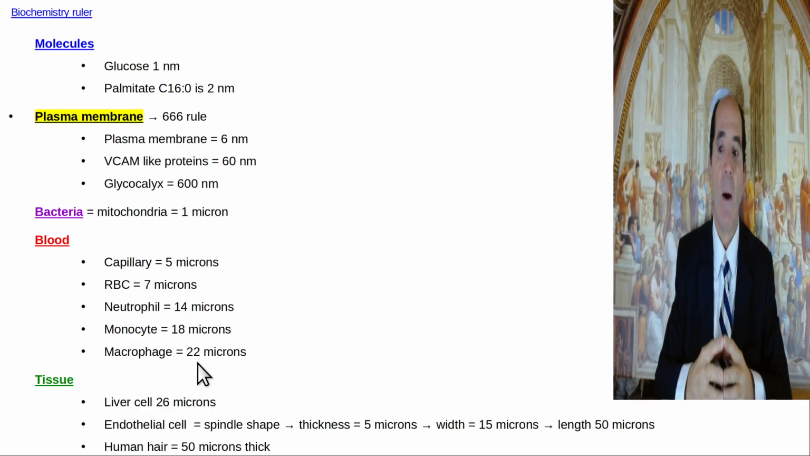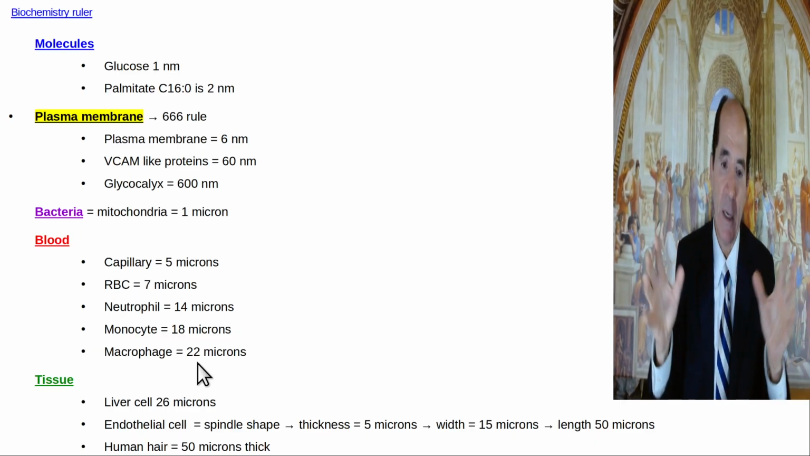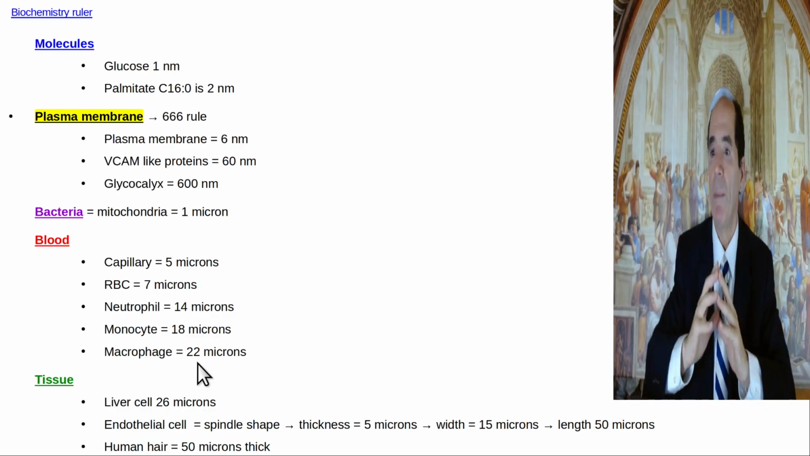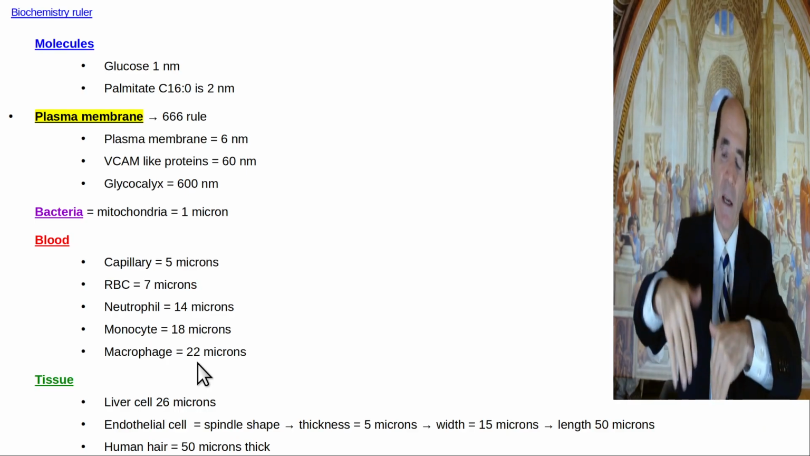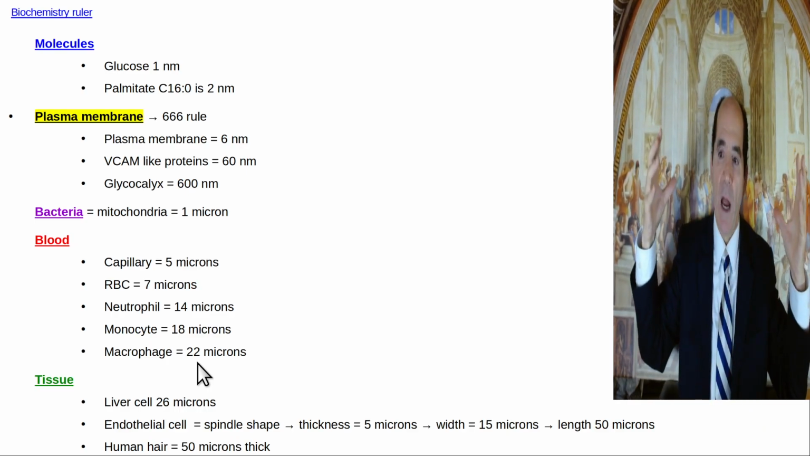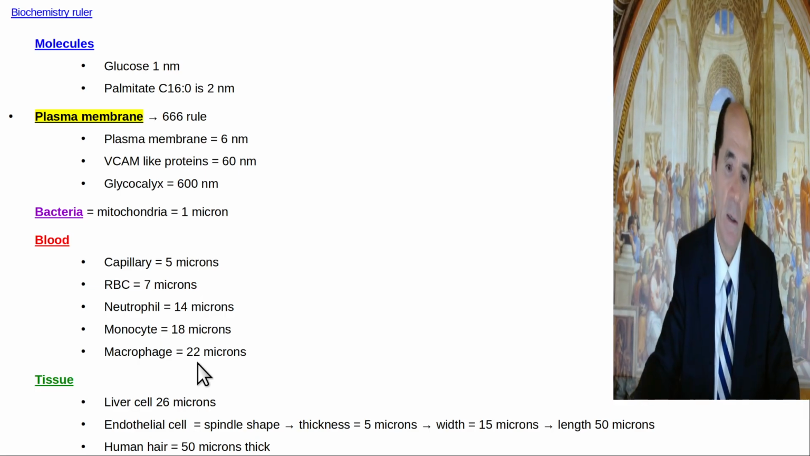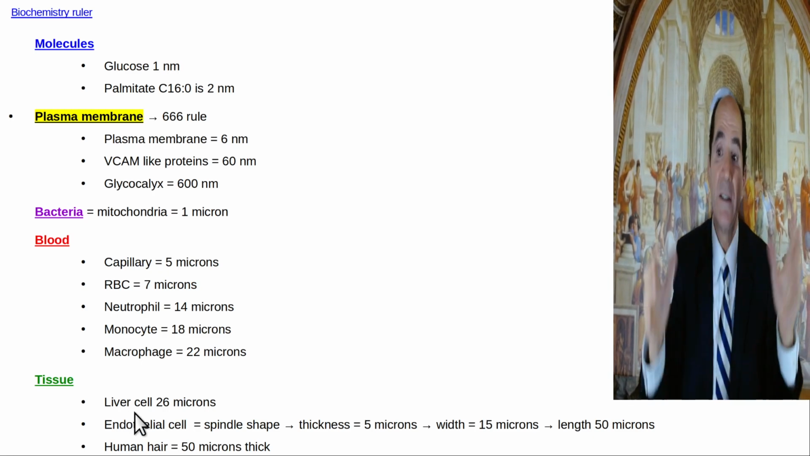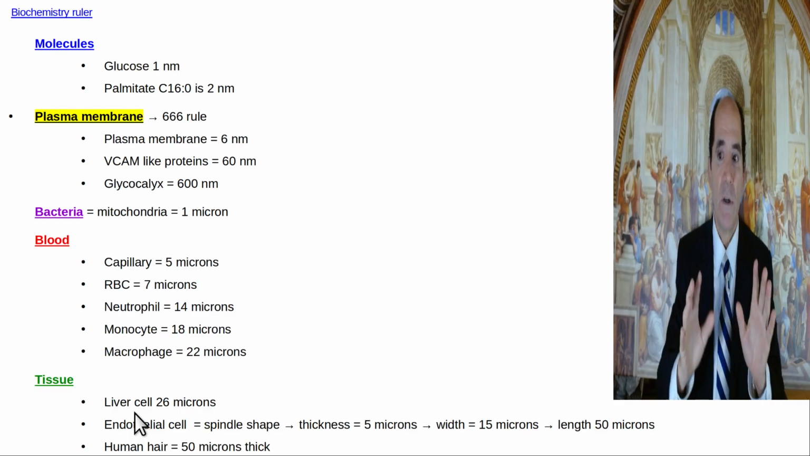All right. Now, a monocyte is really like a precursor to a macrophage. Macro means big eater, but you really can't be that big inside the blood vessel. You won't be able to get through those capillaries. They're only about 5 microns in diameter. When it gets extracellular, the monocyte enlarges and transforms into a macrophage, about 22 microns. Okay. And then a real important cell in the body is a liver cell, and that's about 26 microns in diameter.